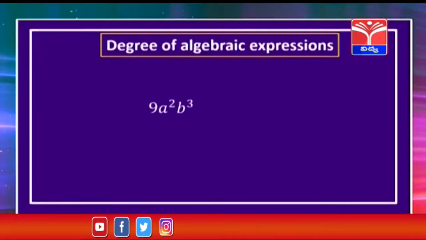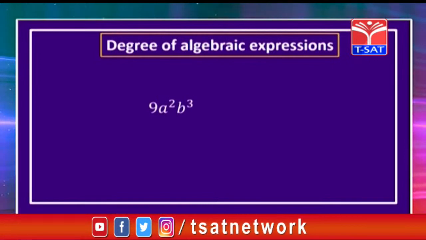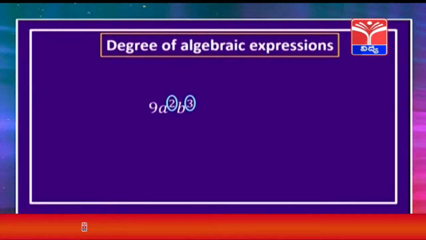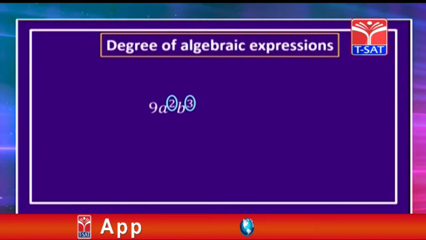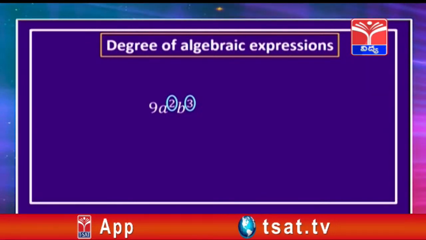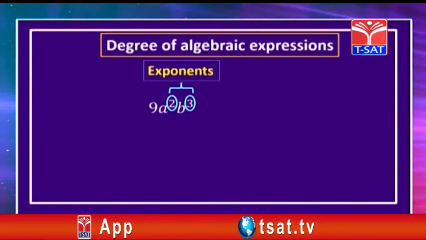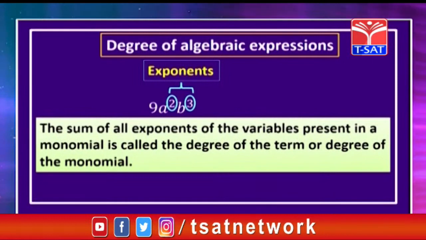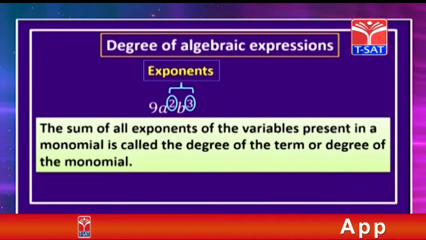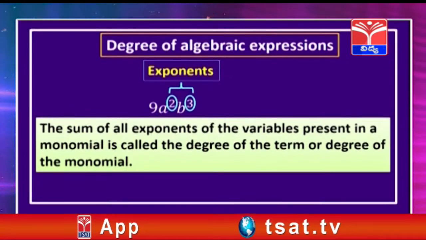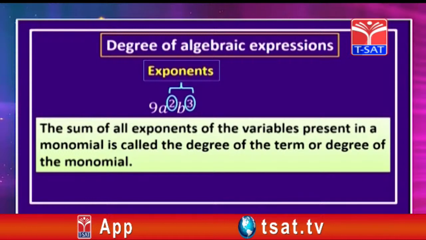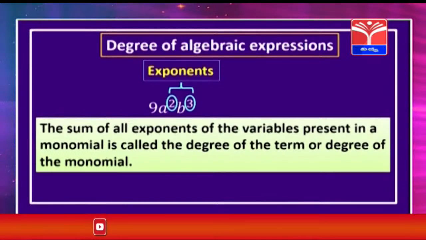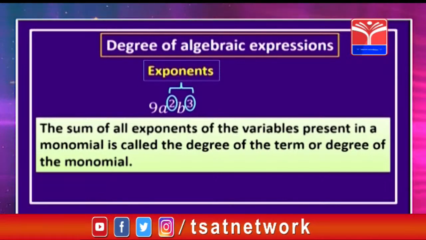So consider the algebraic expression 9a square b cube. If you notice here, a has 2 as exponent and b has 3 as the exponent. These two, you already know, are called exponents. The sum of all exponents of the variables present in a monomial is called the degree of the term, or simply the degree of the monomial. Since only one term is there, to find the degree of the given monomial, we need to add all the exponents of the variables.